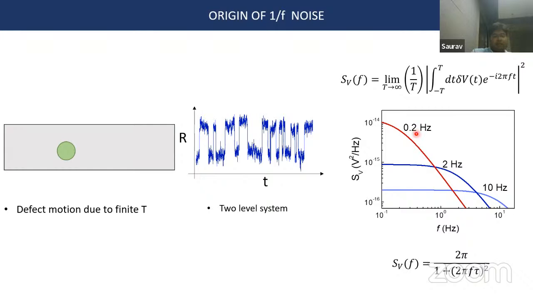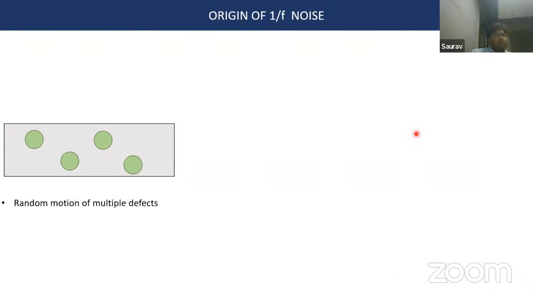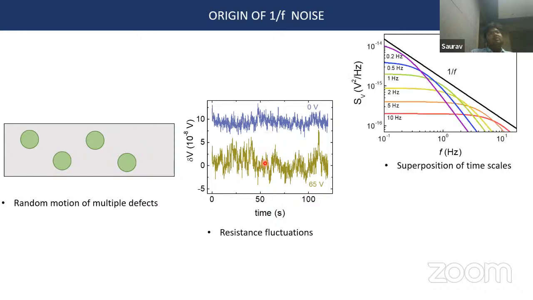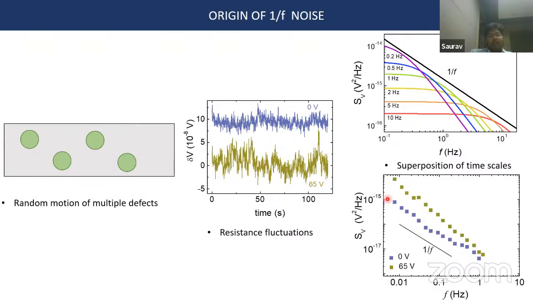Now, in a real sample, of course, you have many defects. And so you have many different time scales associated with the fluctuations. If you look at a typical voltage, you will no longer find two-level systems, but a random fluctuation like this. Simply due to the superimposition of these time scales, you no longer get a Lorentzian, but a 1/f behavior of the power spectral density. So this is where 1/f noise originates in our samples, and in general in all samples.